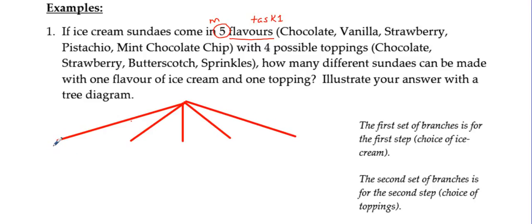And then label each branch. So this is choosing chocolate ice cream, vanilla ice cream, strawberry, pistachio, and mint. So the first set of branches is for the first step, and the number of branches is the same as the number of outcomes.